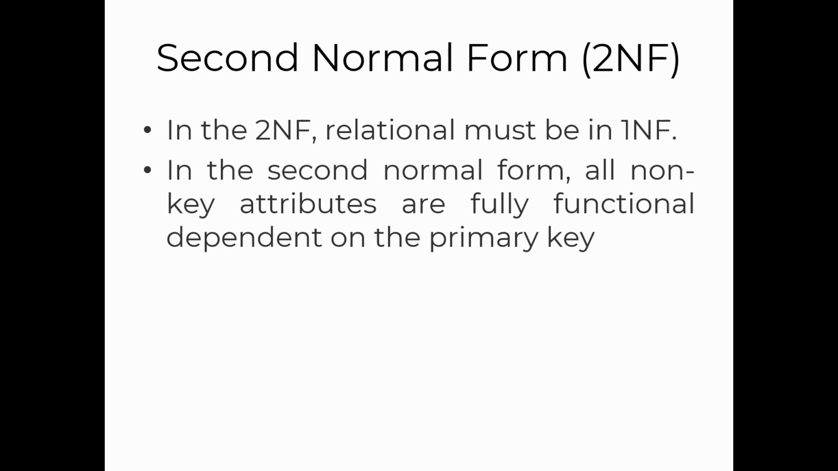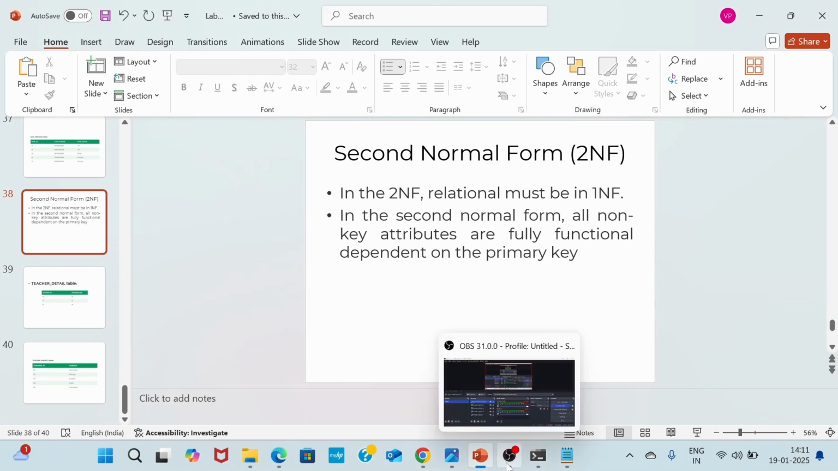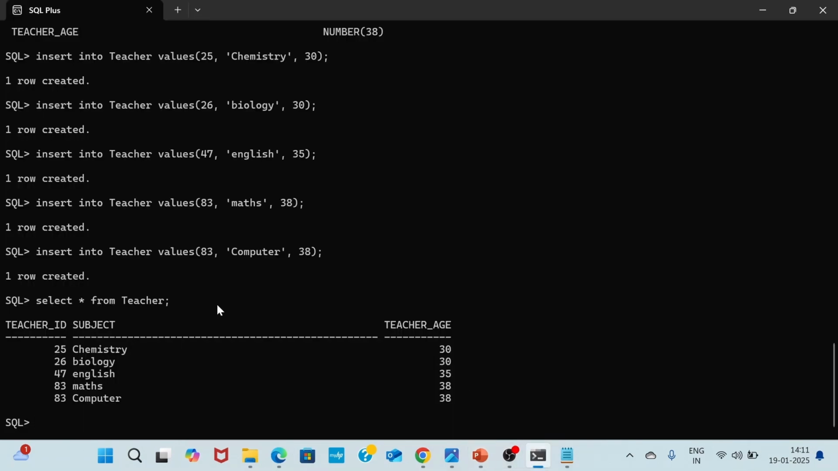ஒரு டேபிள் இருக்கிற எல்லா நான் பிரைமரி கீ அட்ரிபியூட்ஸும் ஒரு ஃபங்க்ஷனல் டிபெண்டன்சிஸ், தட் ஆஸ் ஒரு பிரைமரி கீயை டிபெண்ட் பண்ணி இருக்கணும் அப்படிங்கிறதான் செகண்ட் நார்மல் ஃபார்ம். All the non-key attributes are functionally dependent upon the primary key. That is the key concept of your second normal form. So in the table we have one primary key, that is the teacher ID attribute, and the non-key attributes are your subject and teacher age.